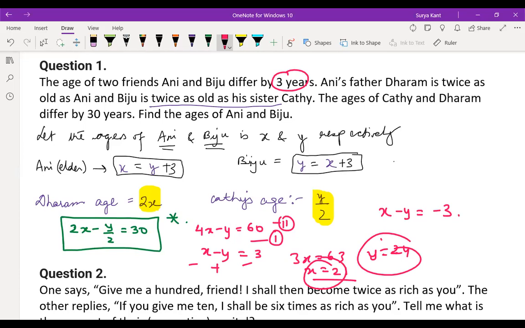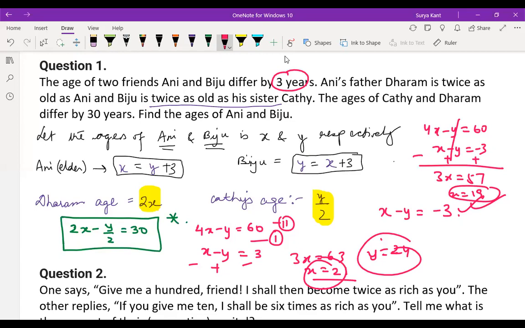And if you are considering this one, you write here 4x minus y is equal to 60 and x minus y is equal to minus 3. Then minus, plus, plus, so this will get cancelled. So here 3x is equal to 57, x is equal to 19. Then y is equal to what? 22.